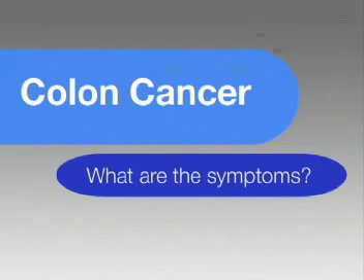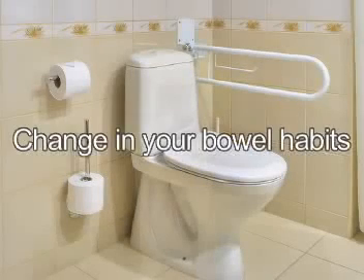Many times, colon cancer does not have any symptoms at all. Other times, the symptoms of colon cancer can be vague. Symptoms when present include change in your bowel habits.